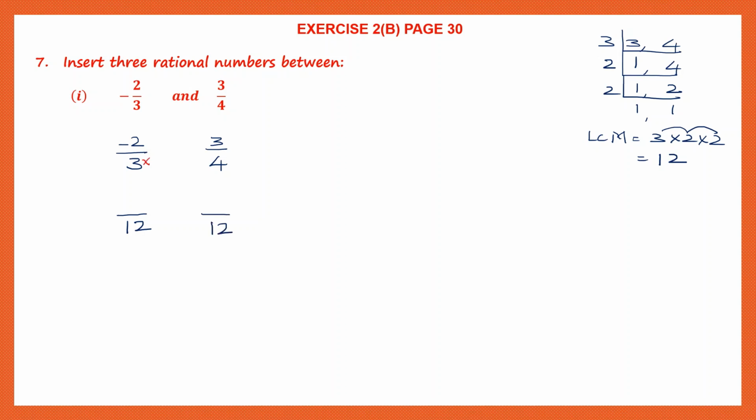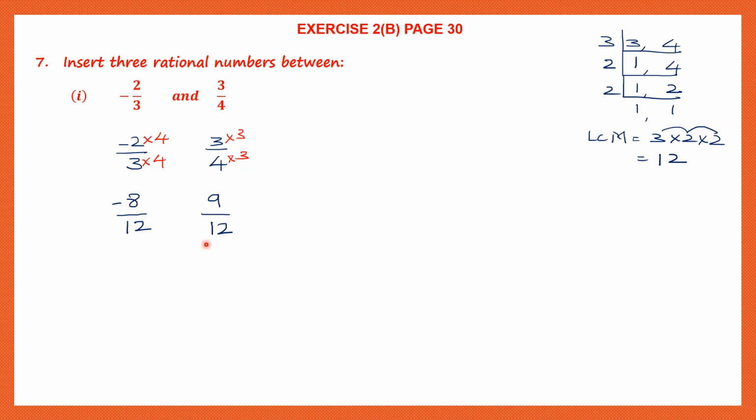Now 3 into what is 12? 3 fours are 12. So we multiply this also by 4. So what do we get? The sign is minus, 2 fours are 8. Then the next rational number, we have 4 threes are 12. 3 threes are 9. So this is 9. So we have two rational numbers here, minus 8 by 12 and 9 by 12, and we have to insert three rational numbers between these two.